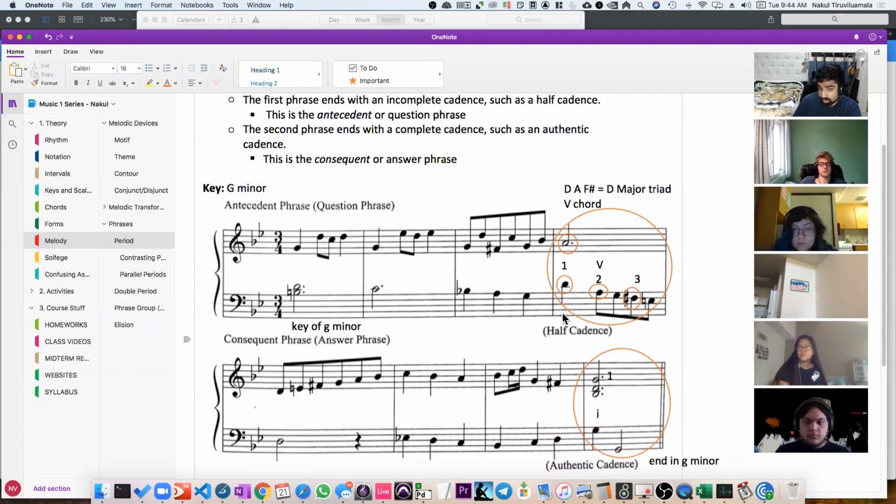So that's what I circled right here. This is beat 1, this is beat 2, and this is beat 3. If you take all of the notes on the big beats and squash them together, you'll get a D major triad. In order, it would actually look like this. And in the key that we're in, which is G minor, a D major triad is actually a 5 chord.